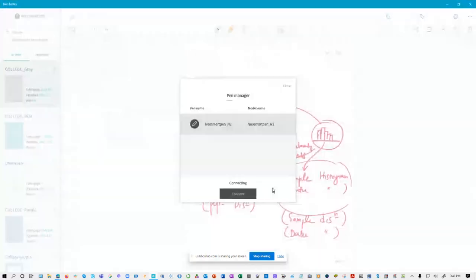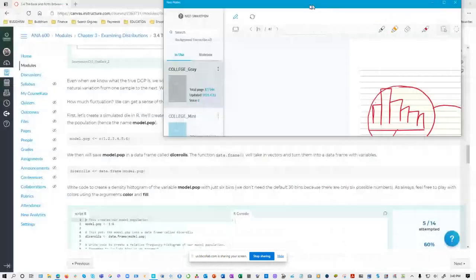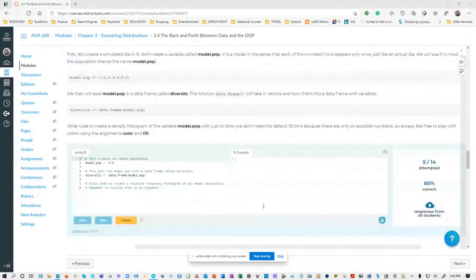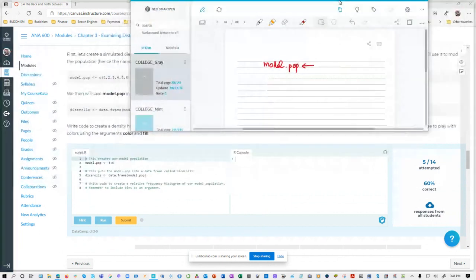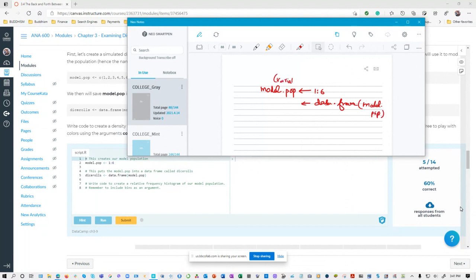See how this can be connected. So, you can build up your model. I'm going to call those numbers model pop. I'm going to call that variable model pop. That means I have numbers 1 through 6. Now I can put that into a data frame. To the data frame, that variable model pop. This is the variable.